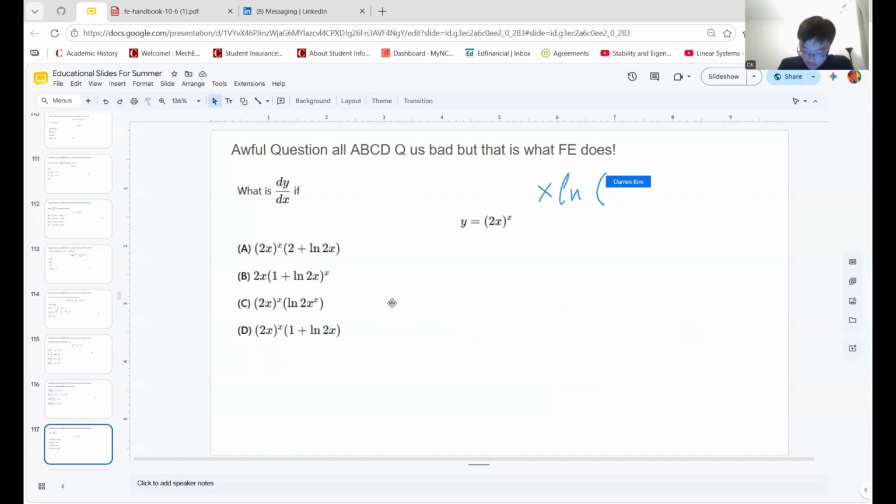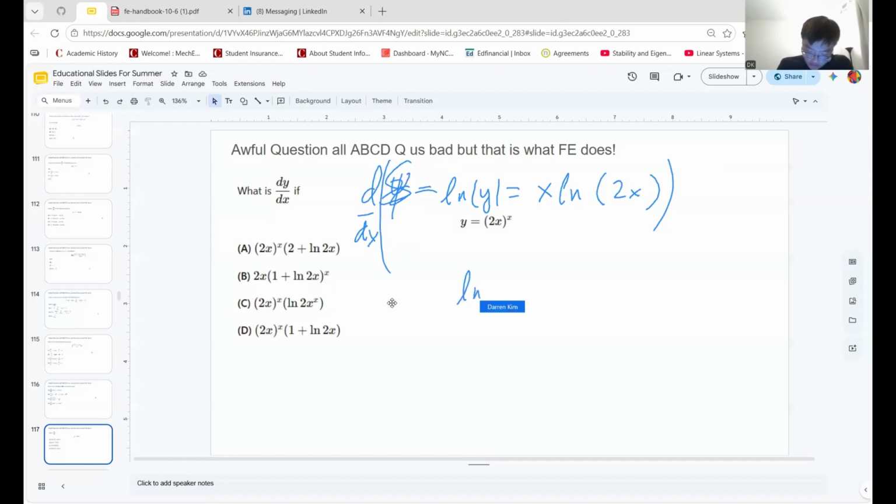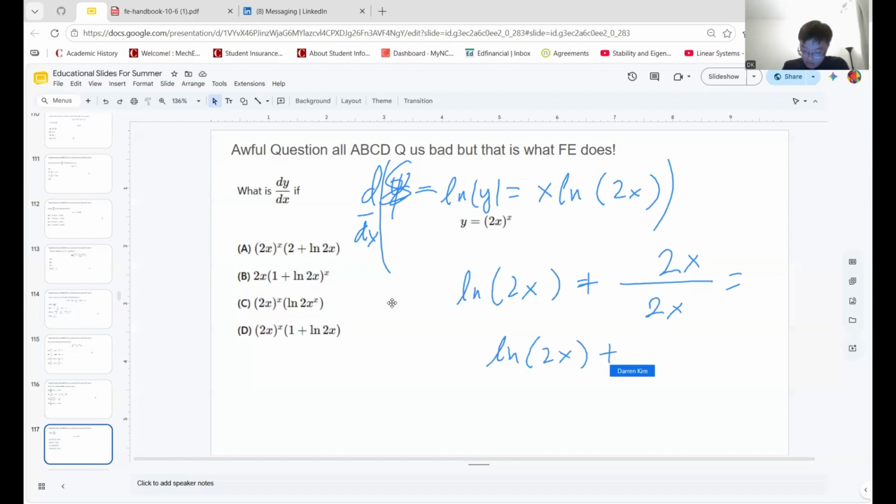Ln of 2x, right, equals ln of y, which we can call zeta or phi, whatever, it doesn't really matter, or some weird function s. And we just take a dx on this whole thing. So we have x dot product, so ln of 2x stays there. And we have another one, we have plus 2x of 2, right? And with x on top, that equals ln of 2x plus 1.